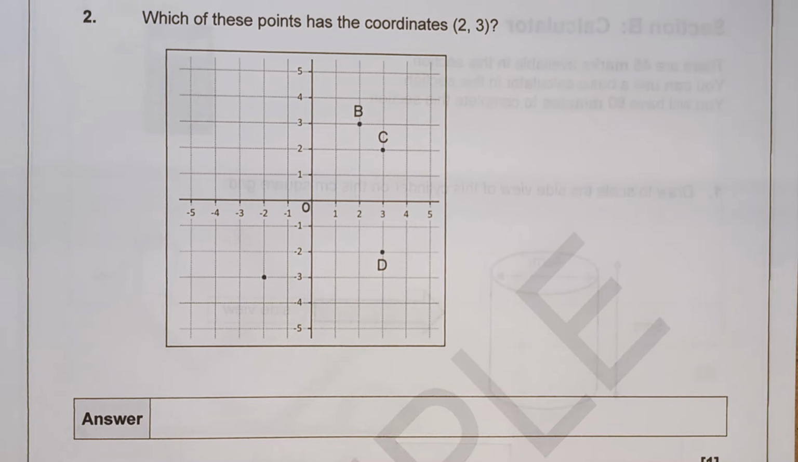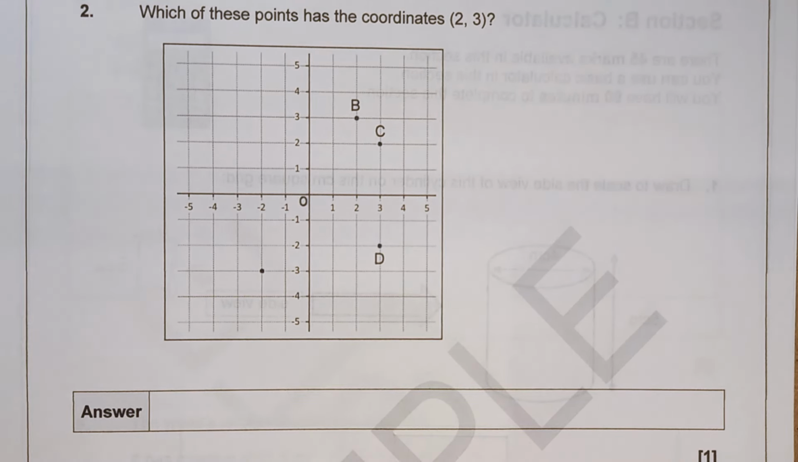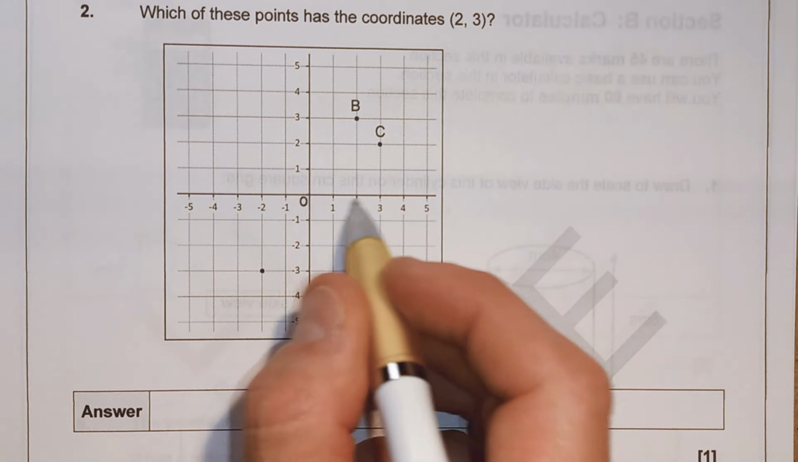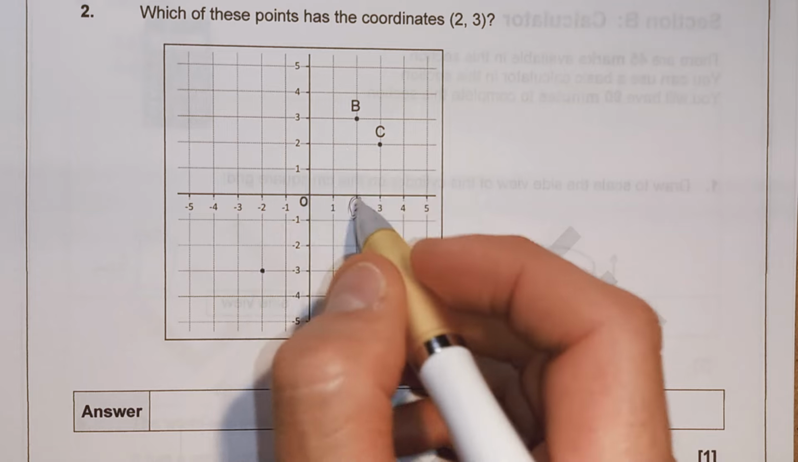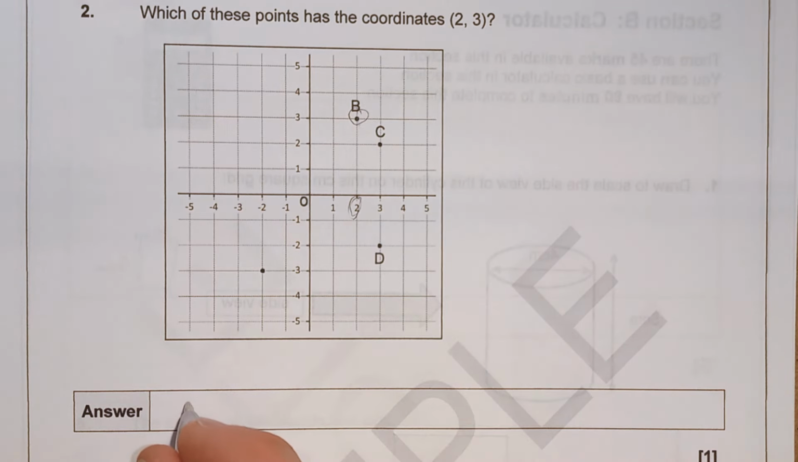Okay, question 2. Which of these points has the coordinates 2, 3? We always go across first, so 2 would be here, and then for 3 we go up to 3, so it's going to be point B.